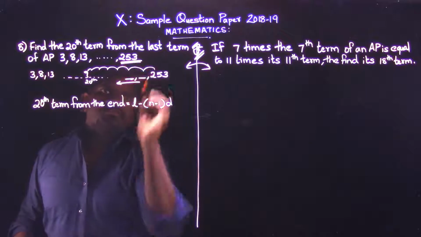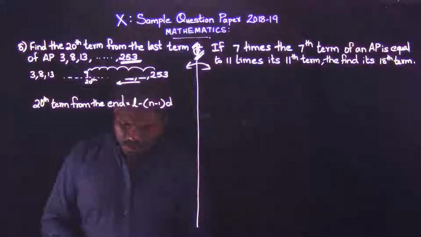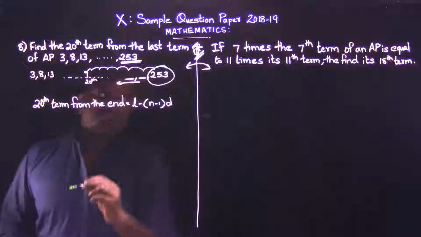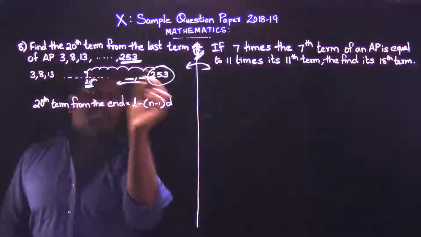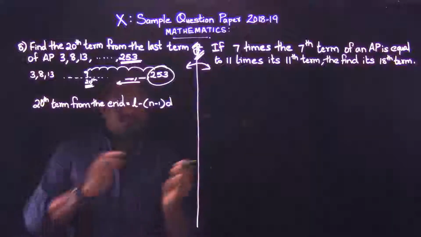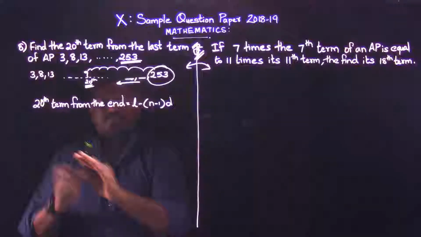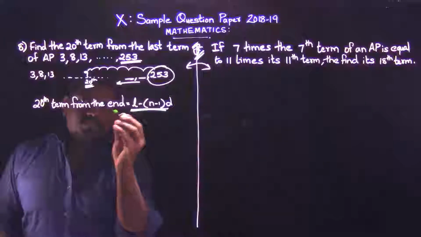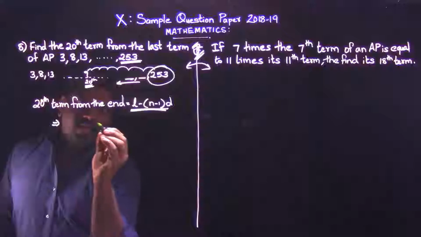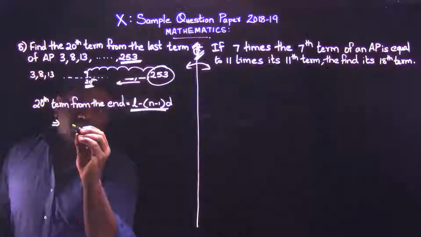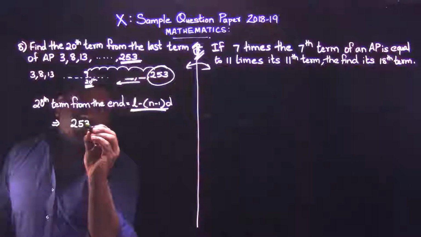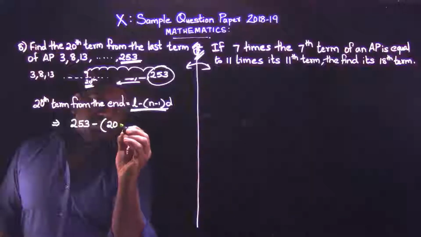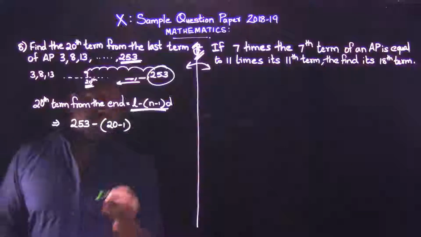So I know the last term here. The thing which I don't know is, I know the last term, but I need to find the 20th term from the last, or the 20th term before the last term. The formula is here. Now just substitute the values. L is equal to 253 minus n, which is 20, so 20 minus 1, the 20th term, right?